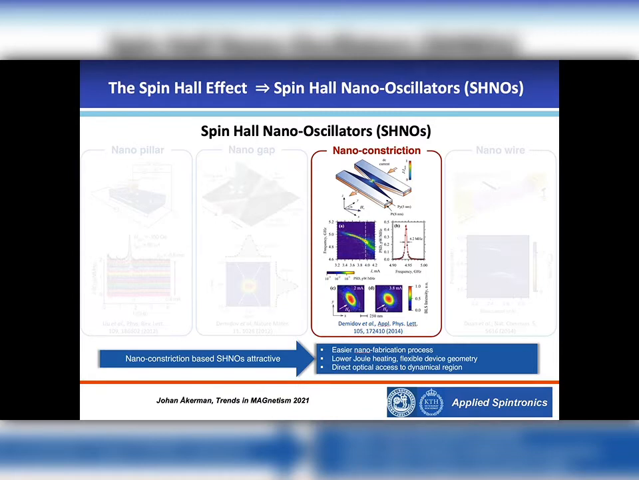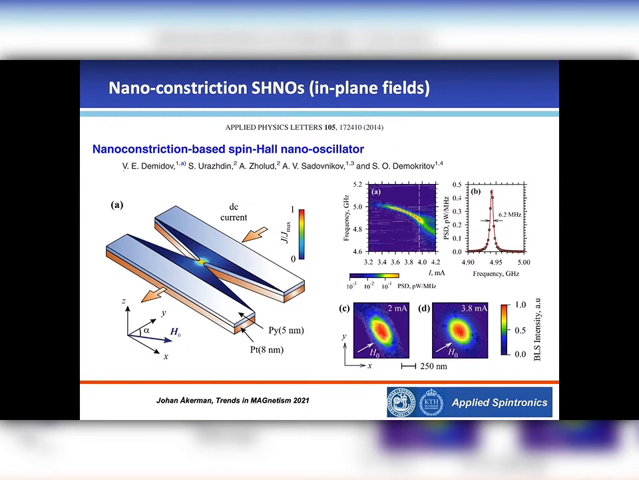The nanoconstriction, as I said before, was pioneered by Demidov, Urazhdin, and Demokritov, and they showed that in an in-plane field you can get a frequency generated by the spin Hall effect, and that frequency is well below the ferromagnetic resonance of the magnetic layer, which tells you that this is a localized mode. And they show that the mode was definitely localized to the constriction, and they show that they can tune the mode by the applied field and the current.